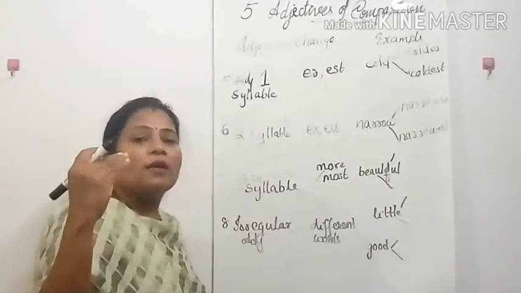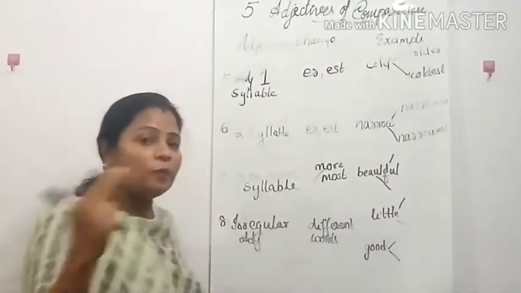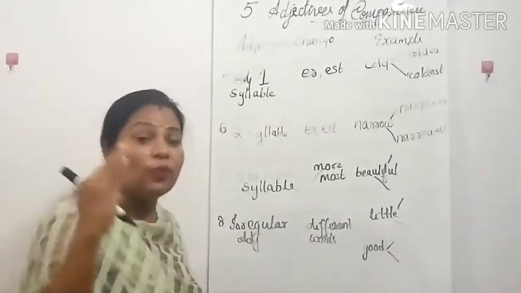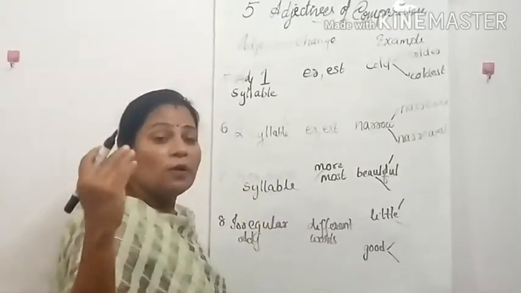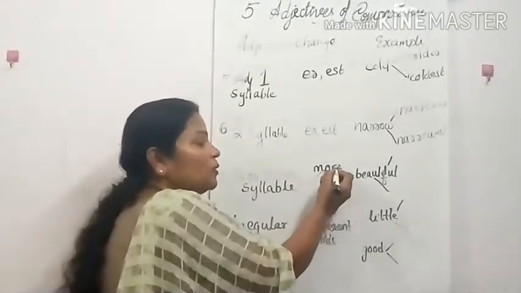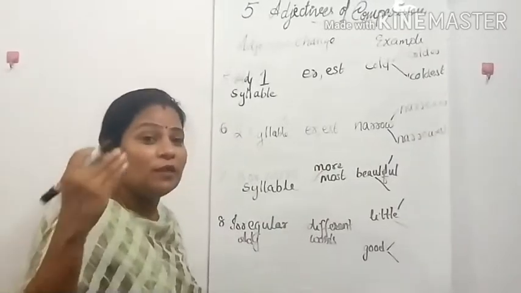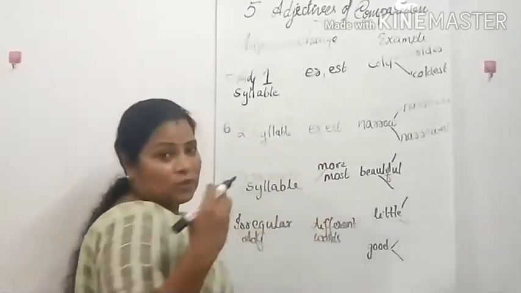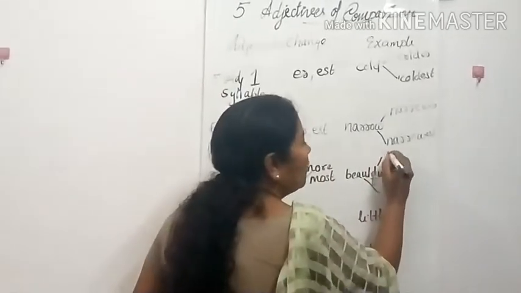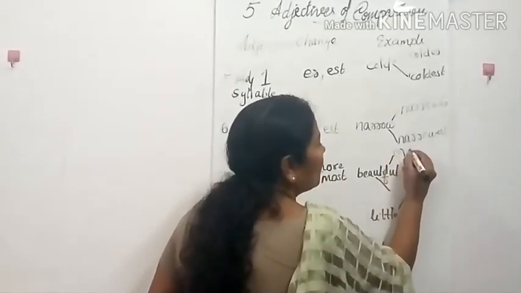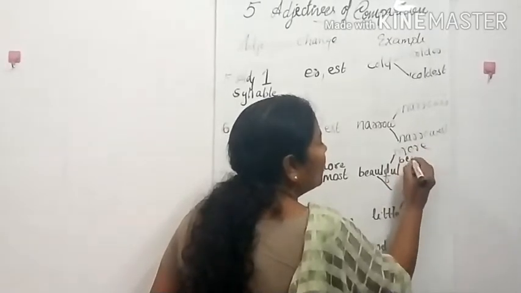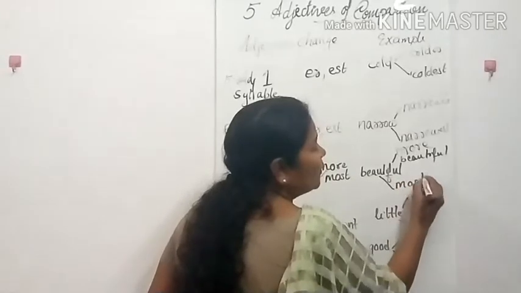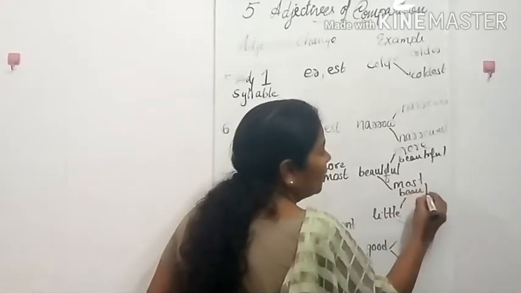Seventh one, three or more syllable. Like for example, beautiful. How many times do you open your mouth? Beautiful. Three. You are breaking three times. So, if it is three or more, what do we use? We don't say beautifuller or beautifulest. Rather, we use more or most in front. When comparative comes, we use more. More beautiful. And when superlative comes, we'll use most beautiful.